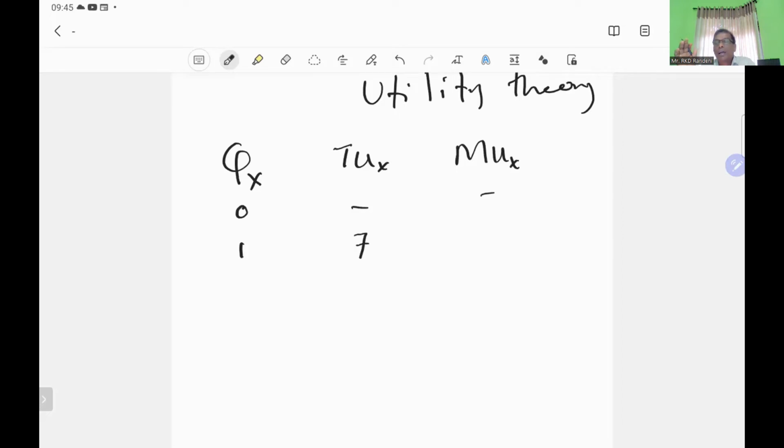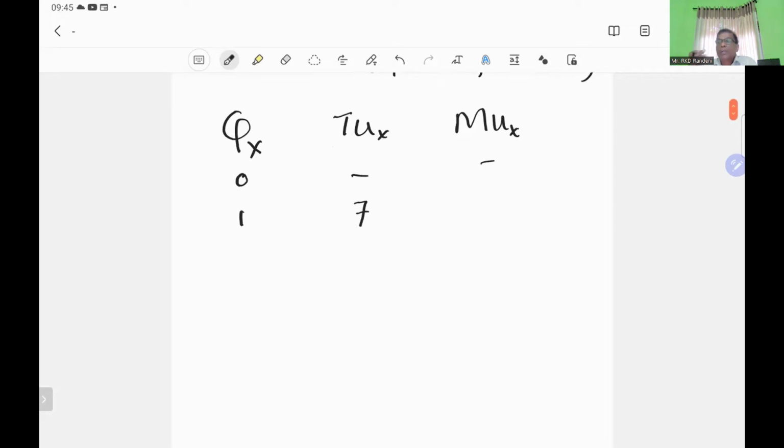Better take 12, 13, 10, 8, 7 like that. This number, right? Now, according to theory, you are consuming more and more commodity at the moment.